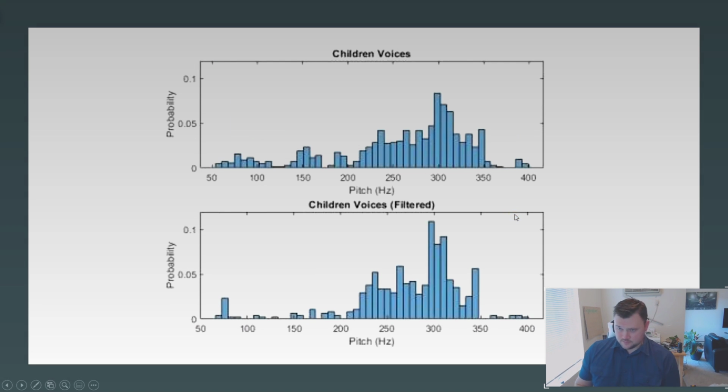And then we have the children voices here, which we had a few samples of as well, and which we would expect to be even higher. And then we also had that filtered and unfiltered, but you can see that that range is going from 200 to 350 or so.